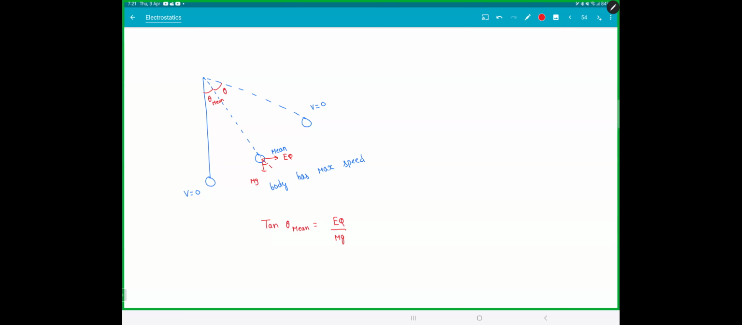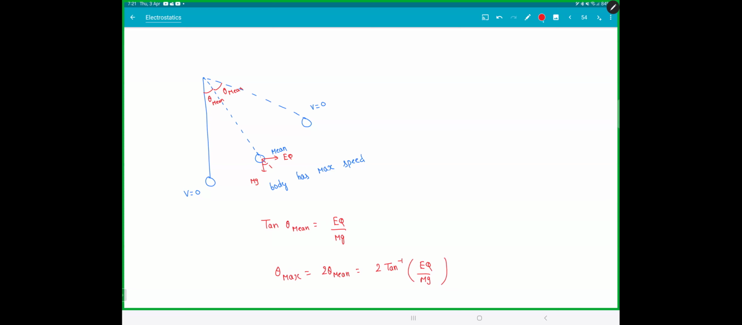So this also will be theta mean by symmetry because both are extreme positions and this is the mean position. So the maximum angle deflected theta max will be 2 times theta mean, which is 2 times tan inverse EQ by mg. Done. This is the easiest way to solve.